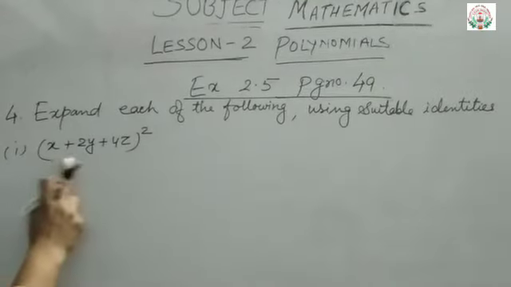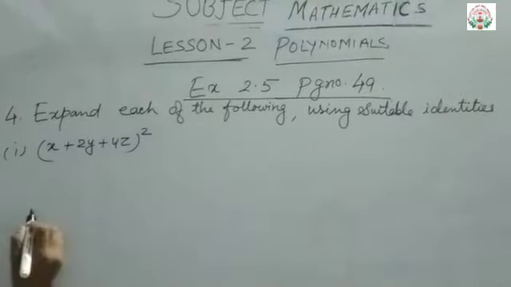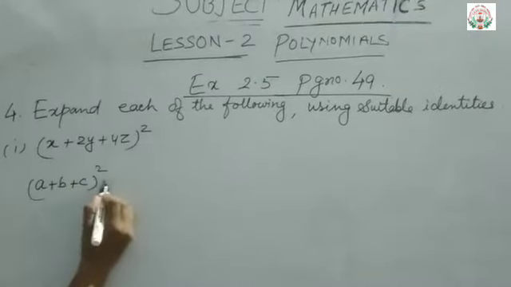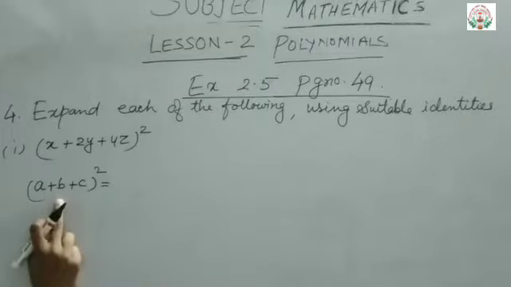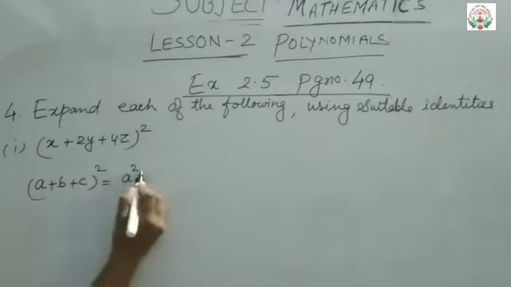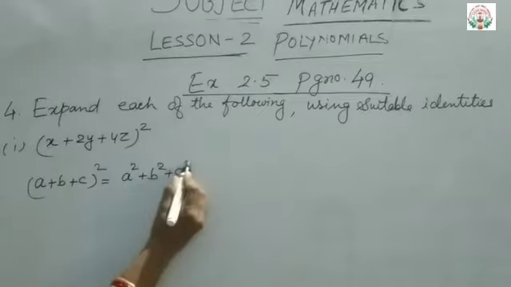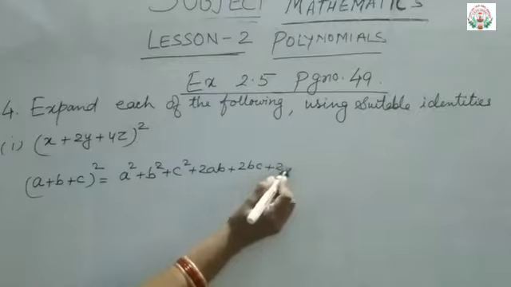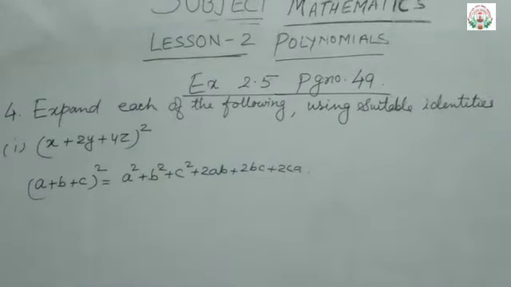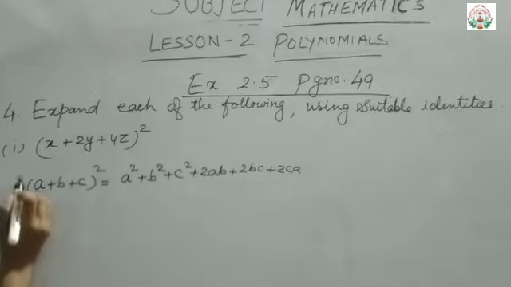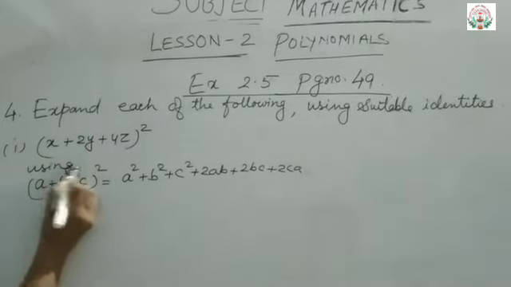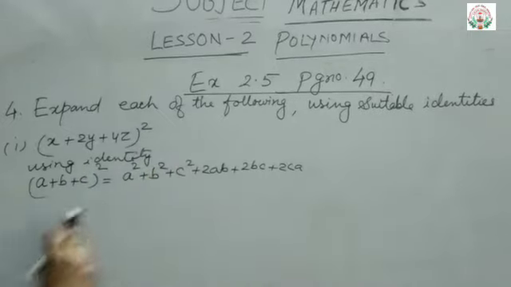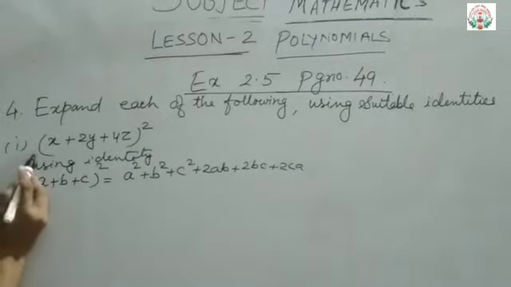Okay, so now seeing this, you can understand there was one identity. What was that? A plus B plus C whole square equals to this identity you have to use. Okay, so what was the formula? A square plus B square plus C square plus 2AB plus 2BC plus 2CA. Okay, so on comparing with this, you can write using identity this one. Now compare it with this, what you'll get?